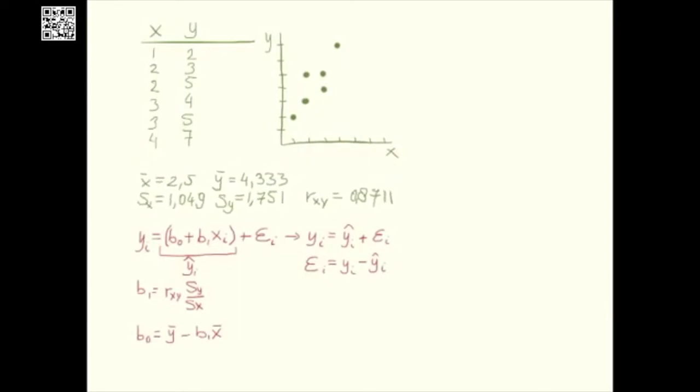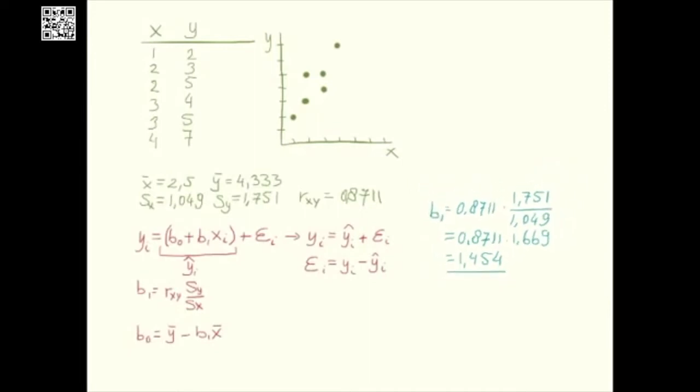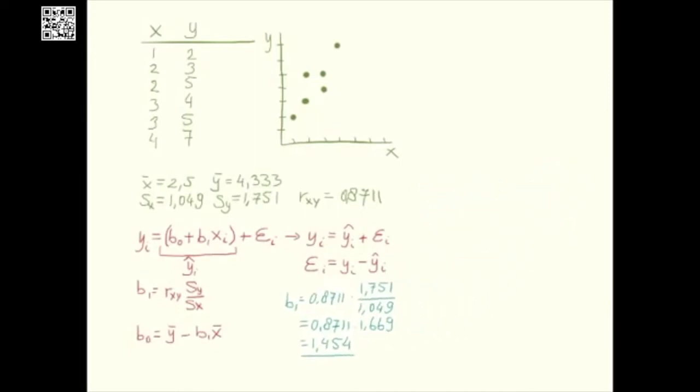Now we're going to start calculating b1. b1 is the correlation between x and y, which is 0.8711, then multiplied by the standard deviation of y, which is 1.751, and then divided by the standard deviation of x, 1.049. And that's going to be 0.8711 multiplied by 1.669, so b1 is going to equal 1.454. Let's put this aside for now. And now we're going to continue with b0.